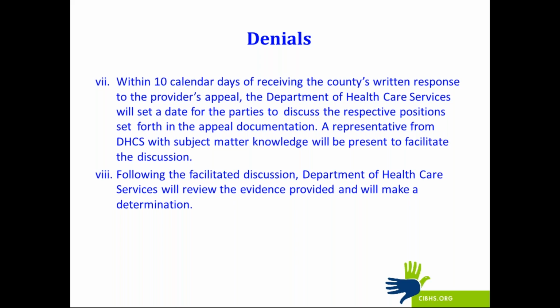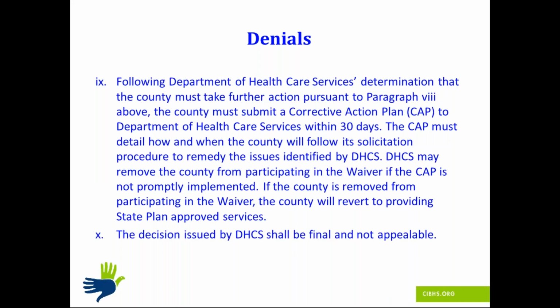Taking a look at the next slide, number 9. And number 9 is kind of important. Following the department's, DHCS's, determination that the county must take further action if they feel that the county was indeed at fault, there will be a corrective action plan. The county has to go back and fix whatever it is within their solicitation process or whatever it is that has kept this provider who has protested out. And it must detail how and when the county will follow its solicitation procedure to remedy those issues.